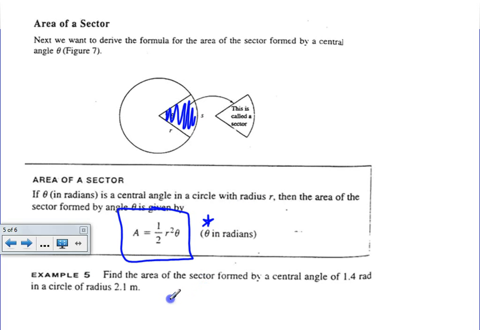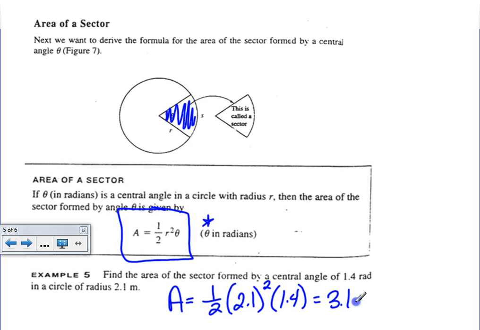So our first example, find the area of a sector. The central angle is 1.4 radians and the radius is 2.1. So this is really just a plug and chug problem. 2.1 squared, and then the central angle is already in radians, so it's just 1.4. So on my calculator, I think that comes out to roughly 3.1, and then label this meters squared because it's area.